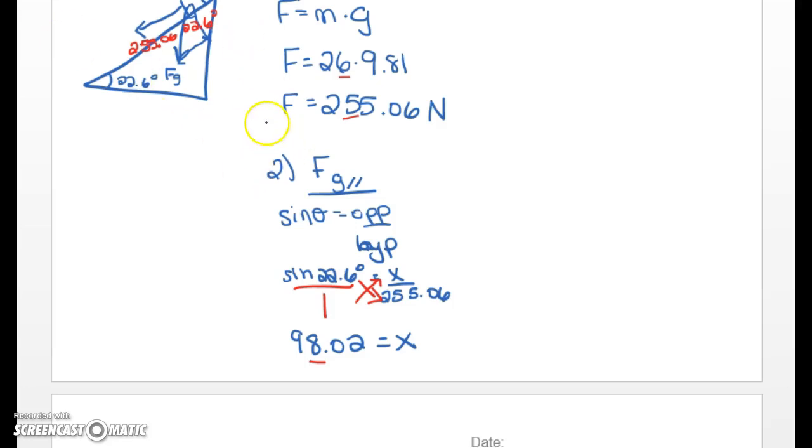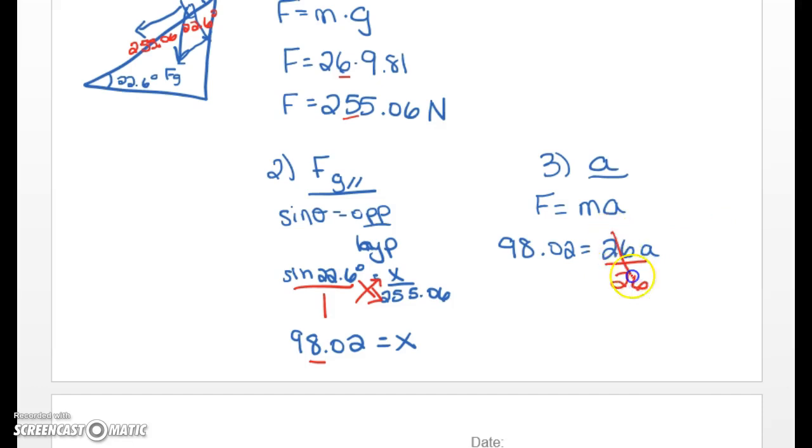Okay, so now we have this force that the box is moving down that inclined plane, and now we can find that acceleration. So step number 3 here is find the acceleration. So here we have our force equation of force is equal to your mass times your acceleration, and we can plug in the information that we know. We know our force was 98.02, the mass was 26, and we need to find our acceleration, which is a. So we want to get rid of the value connected with a, so we're going to divide both sides by 26.